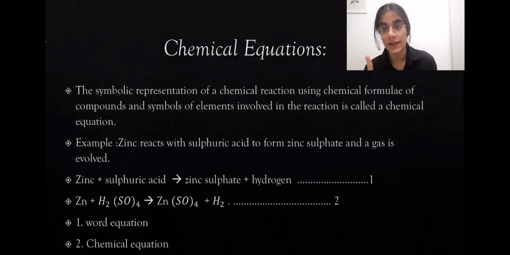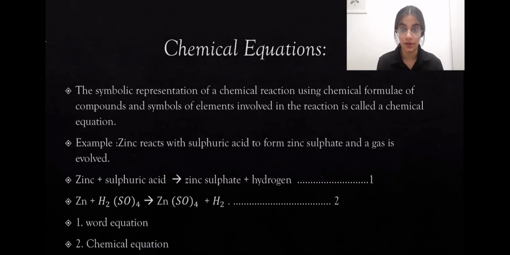The first one is called the word equation of a chemical reaction. The second form, the symbolic representation, is a chemical equation, the symbolic representation of a chemical reaction that takes place under certain conditions.